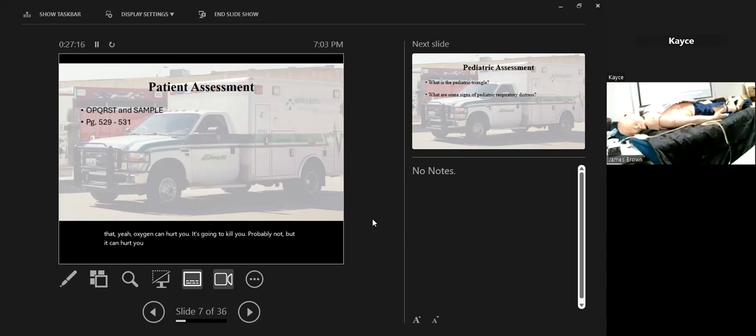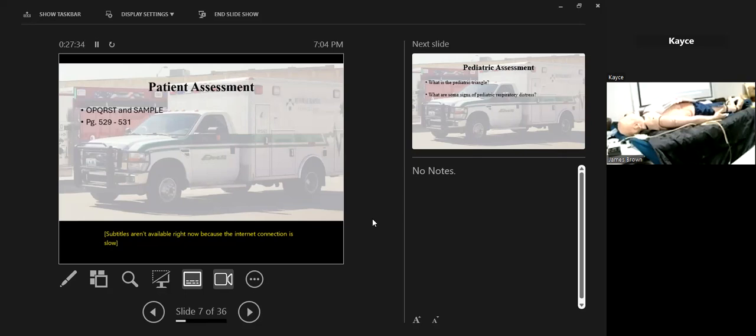All right, circulation, we're going to check for skin color, major bleeding, pulses, assists. So that right there, just doing that gets you down to the history taking.